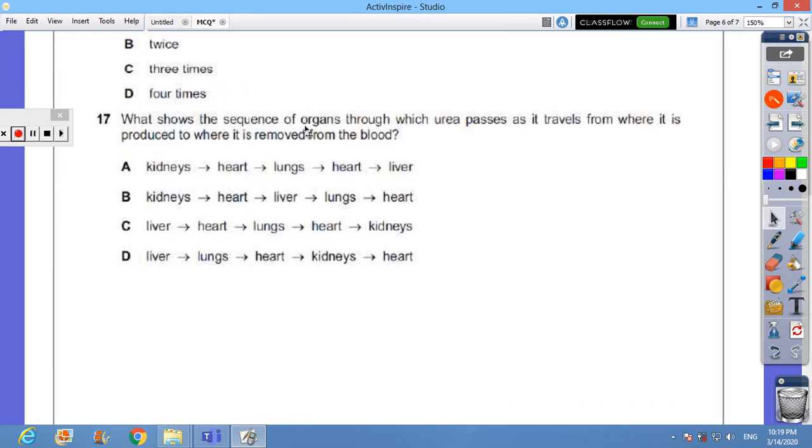What shows the sequence of organs through which urea passes as it travels from where it is produced to where it's removed from the blood? Keep in mind that urea is made in the liver. That's why we exclude A and B directly. From any body organ, blood will flow to the heart. That's why C makes sense.